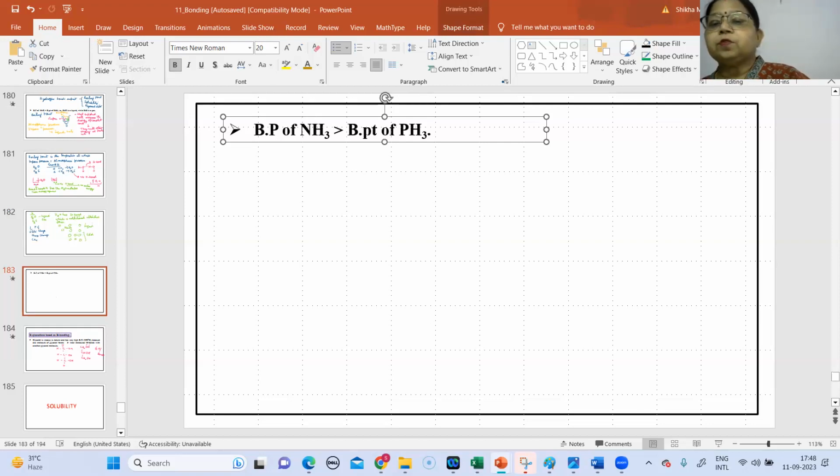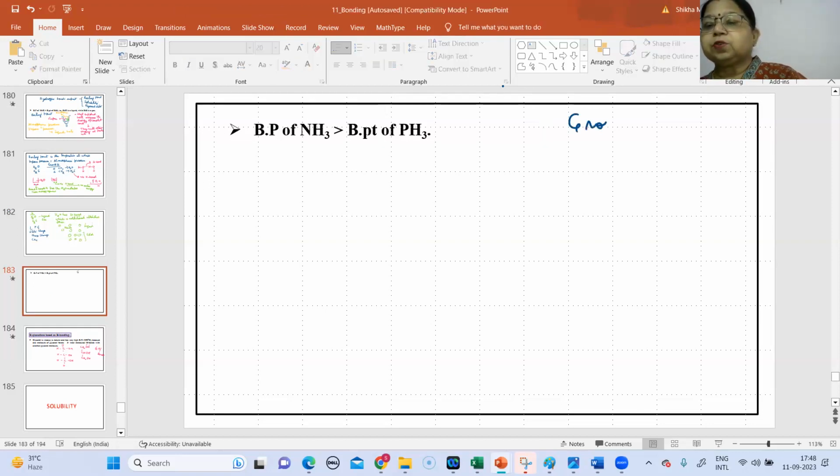Again, both of them are members of a group. Can anybody tell me the group number? They are P block elements, nitrogen and phosphorus. Group number, please. It's group 15: nitrogen, phosphorus, arsenic, antimony, etc.